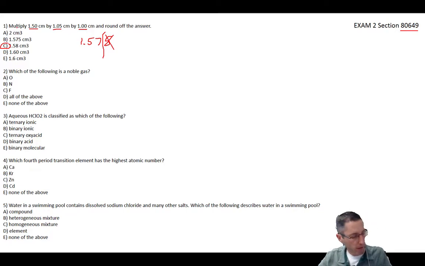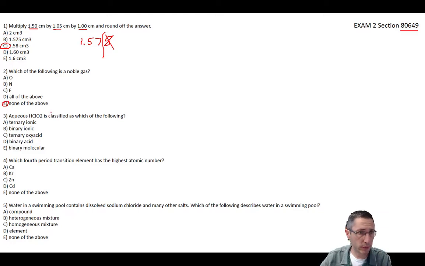All right, so this is number 2. Which of the following is a noble gas? This is just straight sort of definitions from the lecture. And the noble gases are that last column or family or group of the periodic table: neon, helium, argon, krypton, xenon, etc. These are not noble gases. None of them are. So the correct answer here is none of the above.